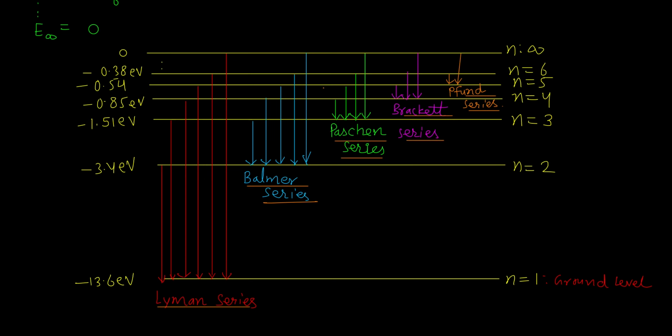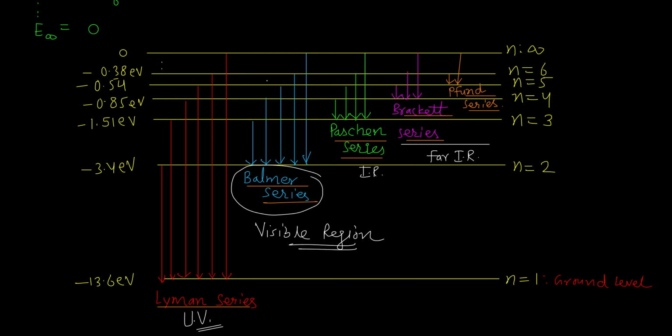One more thing important to remember here is that Lyman series lines fall into the ultraviolet region, so they are not visible. Similarly, in the Paschen series, these lines fall into the infrared region, so they also are not visible. And Brackett series and Pfund series belong in the far infrared region, so they are also not visible. Only the Balmer series lines fall in the visible region, so they are visible.